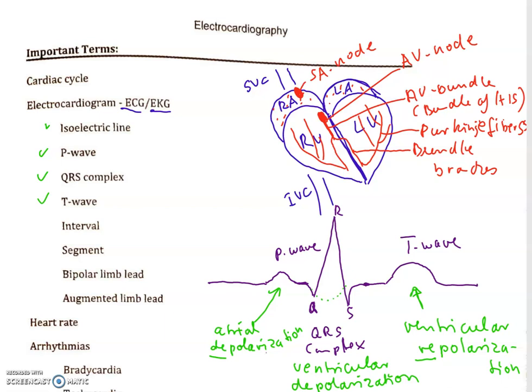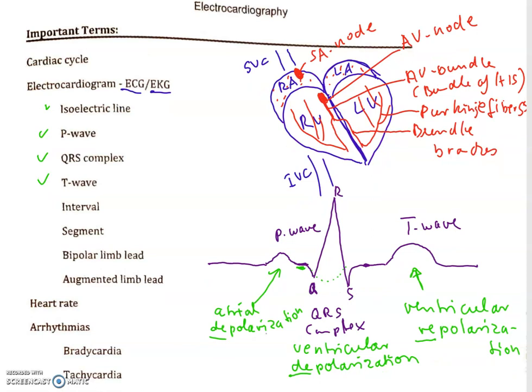Now let's talk about interval versus segment. An interval is a portion of the EKG recording that includes a wave and a stretch of baseline. So interval, wave plus stretch of baseline, versus a segment that's just a stretch of baseline. So for example, right here, from the end of the P wave to the beginning of the QRS complex, that's just a little stretch of baseline. That would be the PQ segment. Okay, so interval is a stretch of baseline plus a wave, and a segment is just a little stretch of baseline. So we got these two.